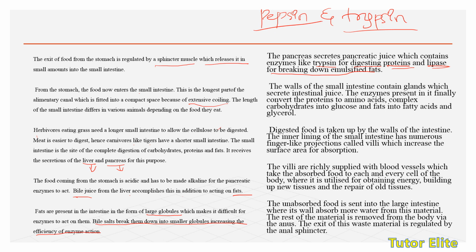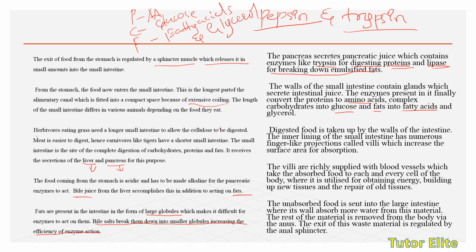The walls of the small intestine contain glands which secrete intestinal juices. The enzymes present in it finally convert the proteins to amino acids, carbohydrates into glucose, and fats into fatty acids and glycerol. Yes, proteins into amino acids, carbs into glucose and fats into fatty acids and glycerol.